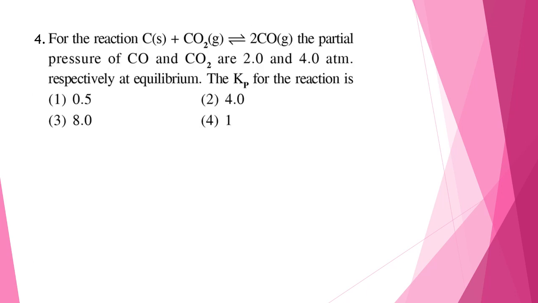Question 4. For the reaction C plus CO2 gives 2CO, the partial pressures of CO and CO2 are 2 and 4 atm respectively at equilibrium. The Kp for the reaction is. Now we know that Kp for this reaction will be PCO whole square divided by PCO2. So we know the partial pressures. So when we substitute the values, we get 2 square divided by 4, which is equal to 1. So the correct answer will be option 4.